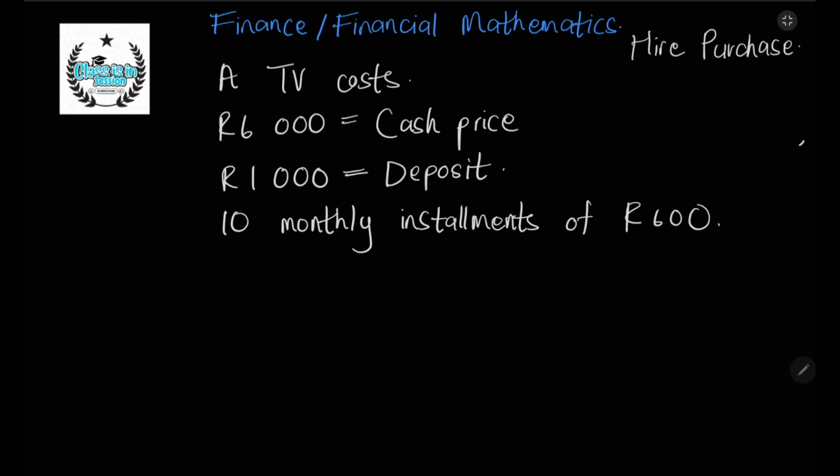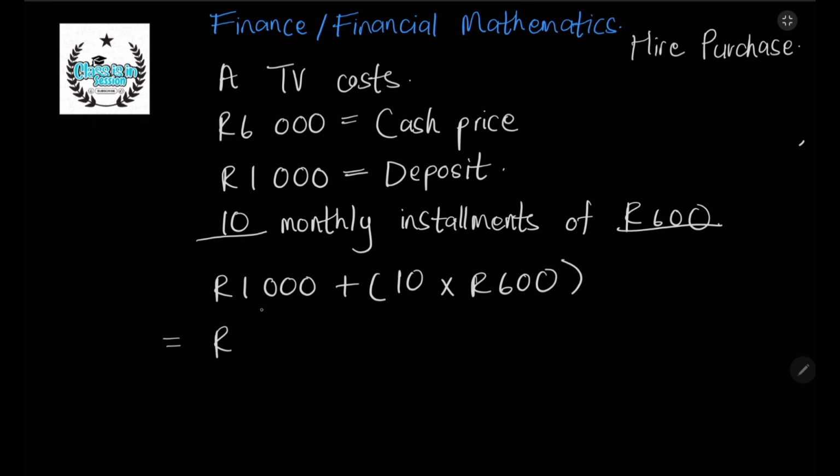Okay, so what are we paying first? The deposit, which is 1,000 Rand. You have to take this 1,000 Rand and add the monthly installments. How many times will we pay? 10 monthly installments. So you'll pay 10 times the 600 Rand monthly installment.